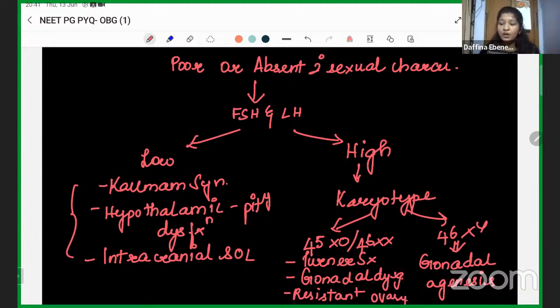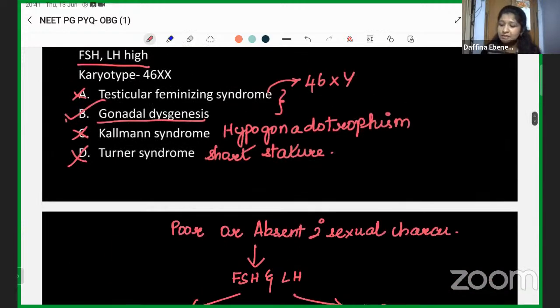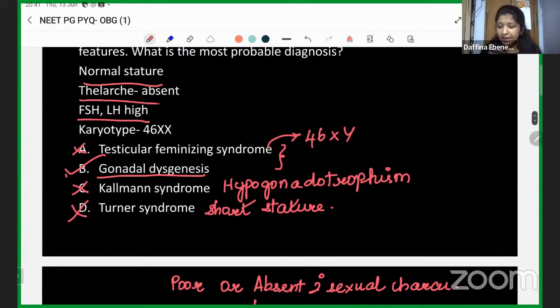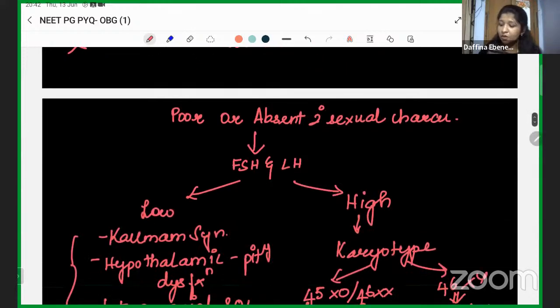So when there are poor or absent secondary sexual characteristics, second thing that you have to do is, as we discussed in this table, secondary sexual characteristics were absent. If there is a confusion with the karyotype between testicular feminizing syndrome as well as gonadal dysgenesis, then you can actually look at the secondary sexual characteristics. If secondary sexual characteristics are absent, you can come to a diagnosis of gonadal dysgenesis. Whereas in testicular feminizing syndrome, they will be present. That is another way by which you can rule out the options.